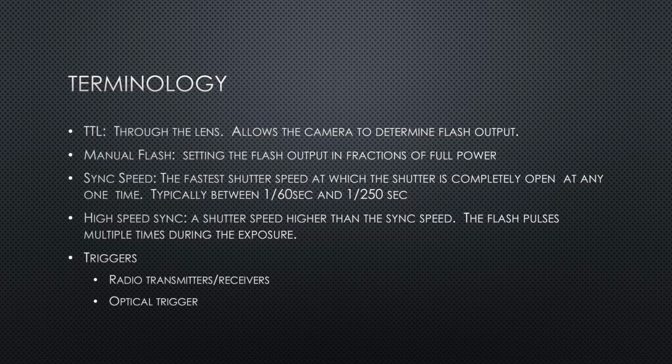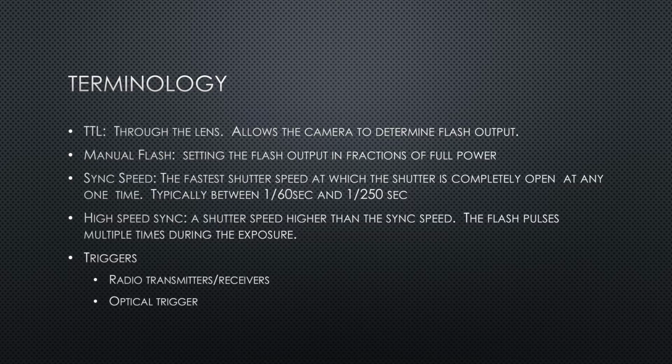With manual flash, you are setting the flash output in fractions of the full power of the flash. Typically, if you're shooting in a studio setting, you'll probably want to use manual flash, where you can manually adjust the output of each light to create specific effects. It's much more predictable and allows the photographer to really craft the light exactly as they want it.